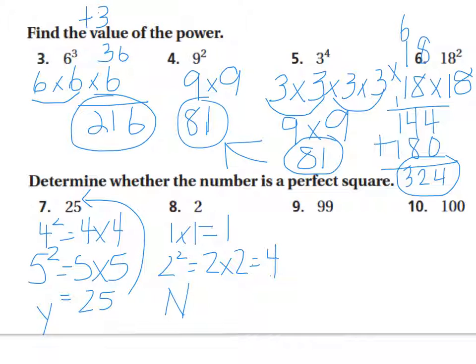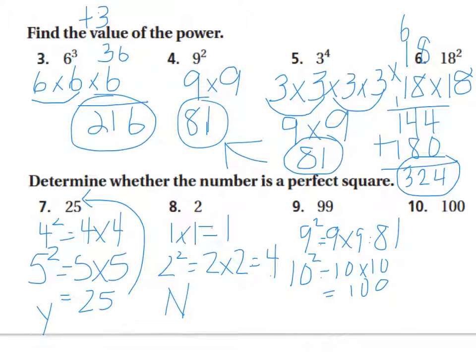Question 9. Is 99 a perfect square? Is there a whole number that, when squared, equals 99? Well, I'm going to jump, since we know from questions 4 and 5 above that 9 times 9, 9 squared, is 81. That's not quite enough. The next whole number would be 10. 10 squared would be 10 times 10, and that equals 100, which is too much. So no, there is no whole number that I can square to get 99.